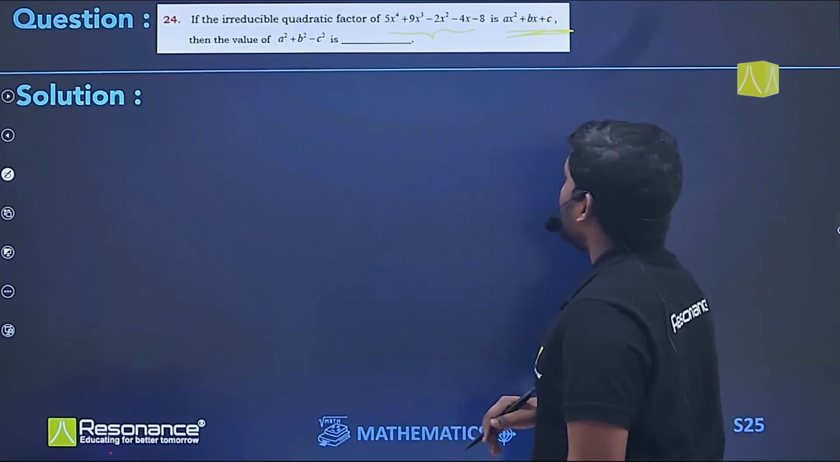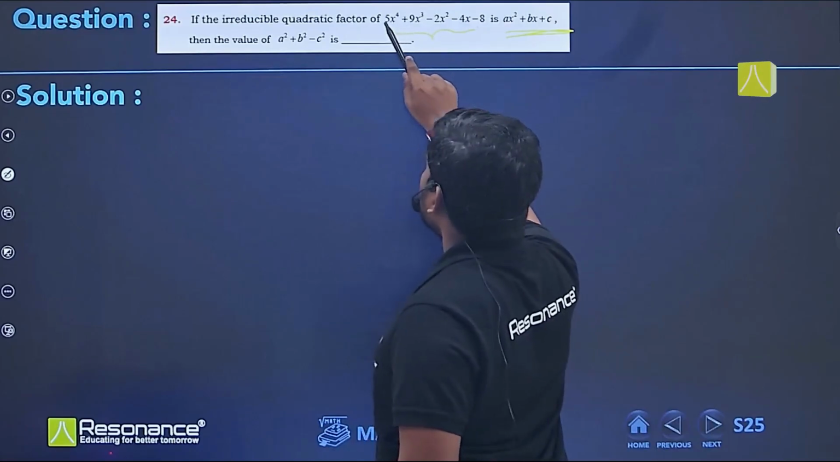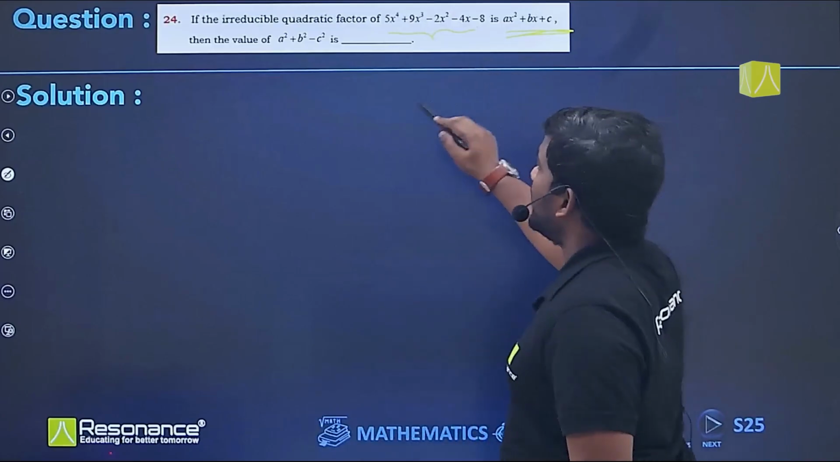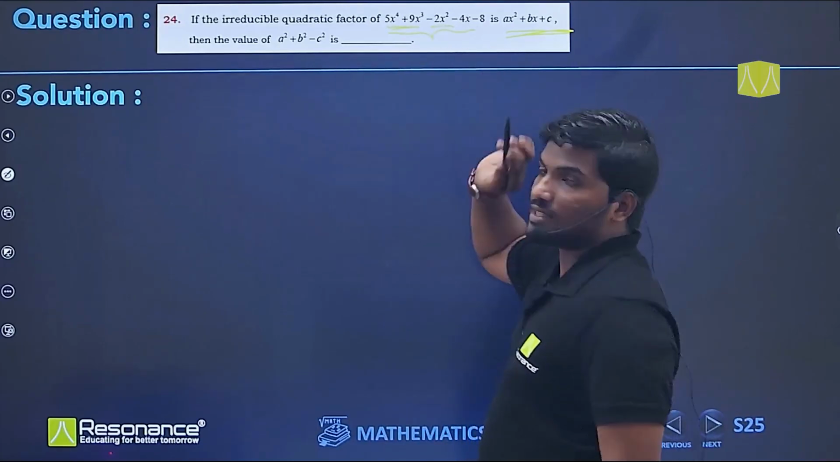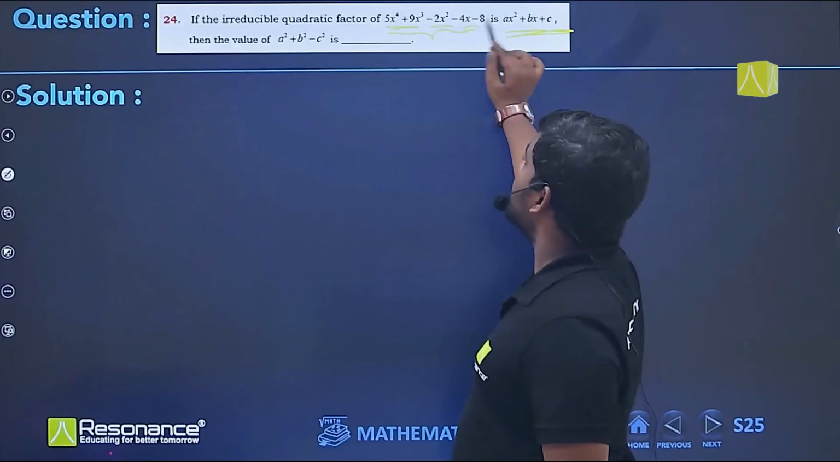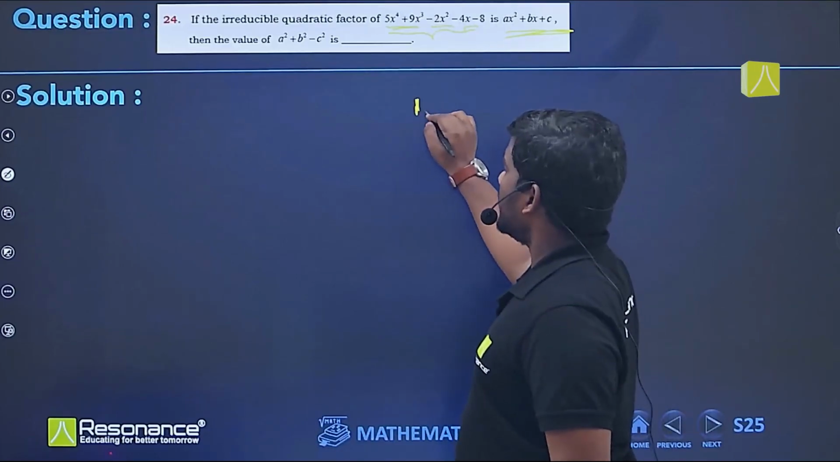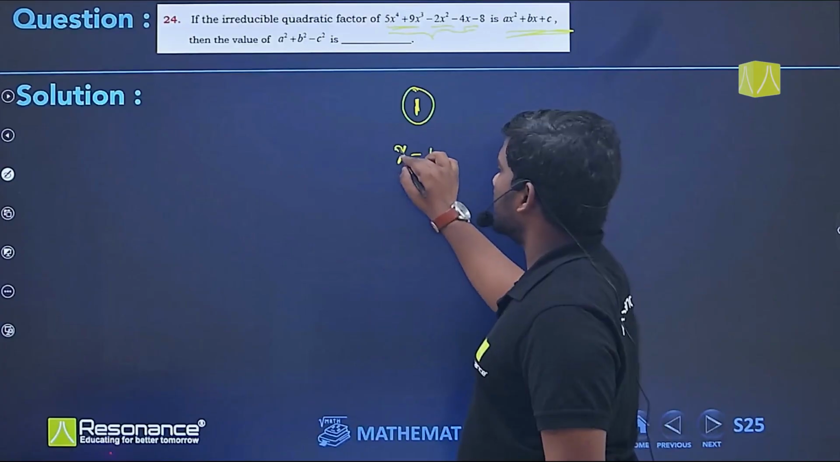for a minute think about that, substituting x equal to 1, would it take us somewhere? 5 plus 9 minus 2, so that's 12, minus 4, 8 minus 8, 0. So 1 is a root of the equation, so x minus 1 is a factor.